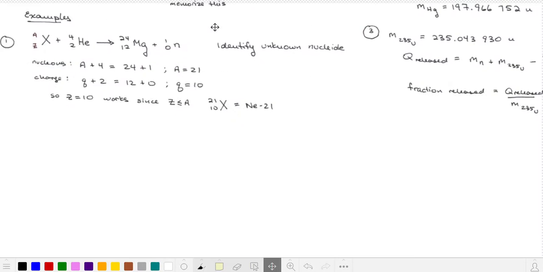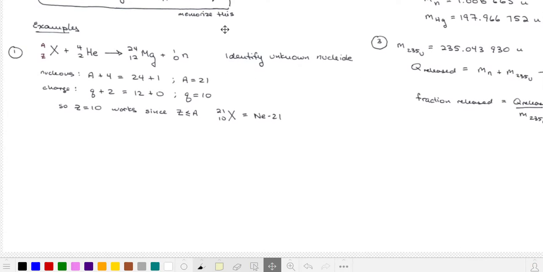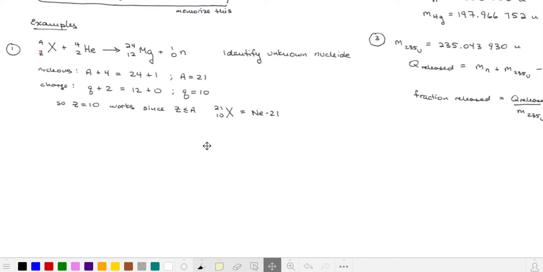Okay, so let's go on to some examples. These are taken from the homework that's due today, so I think it will make the homework very easy. The first one is, you have a series of nuclear reactions, and you're asked to identify the unknown nuclide. So this amounts to balancing the equation.